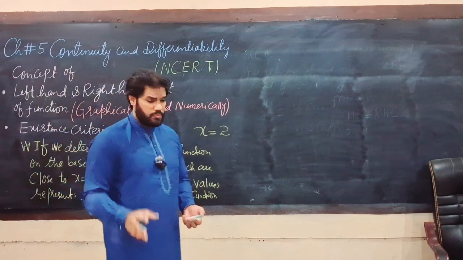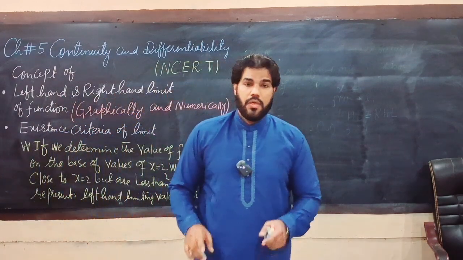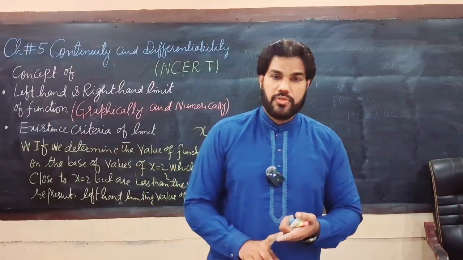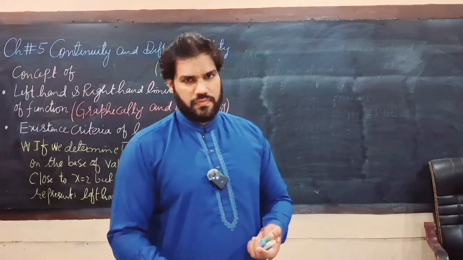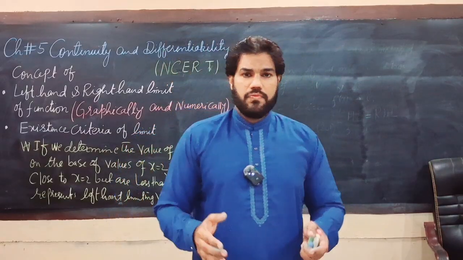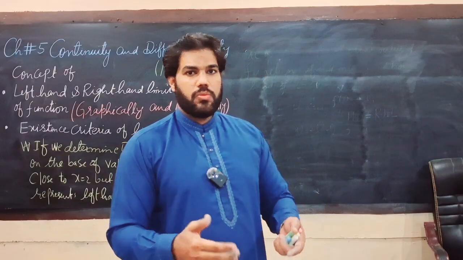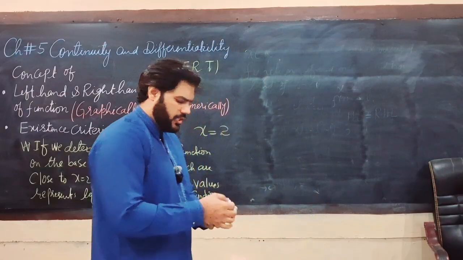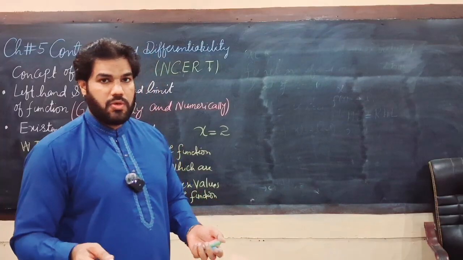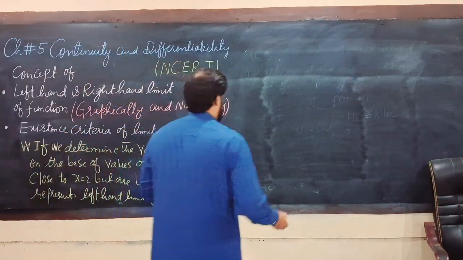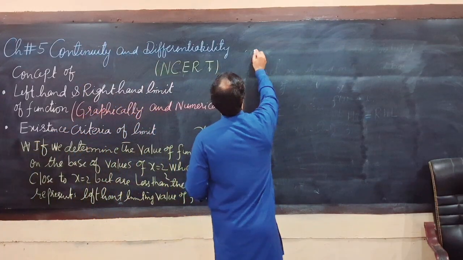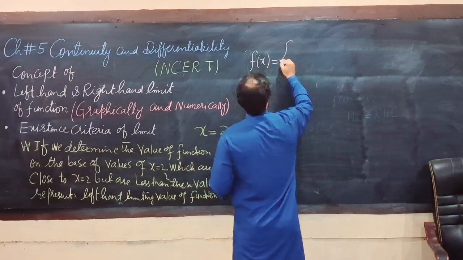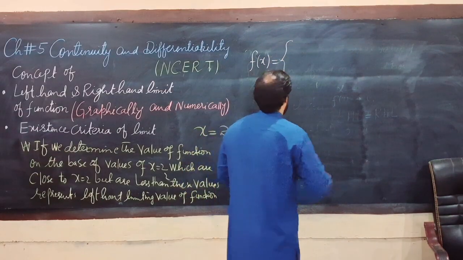And one of the most important things that you can notice here is that the idea of left hand and right hand limit exists only for a piecewise function. A function which is defined with two or more rules is called a piecewise function. For example, the function that I am going to write is one of the piecewise functions. For example, I write f of x is equal to, this function has two parts.